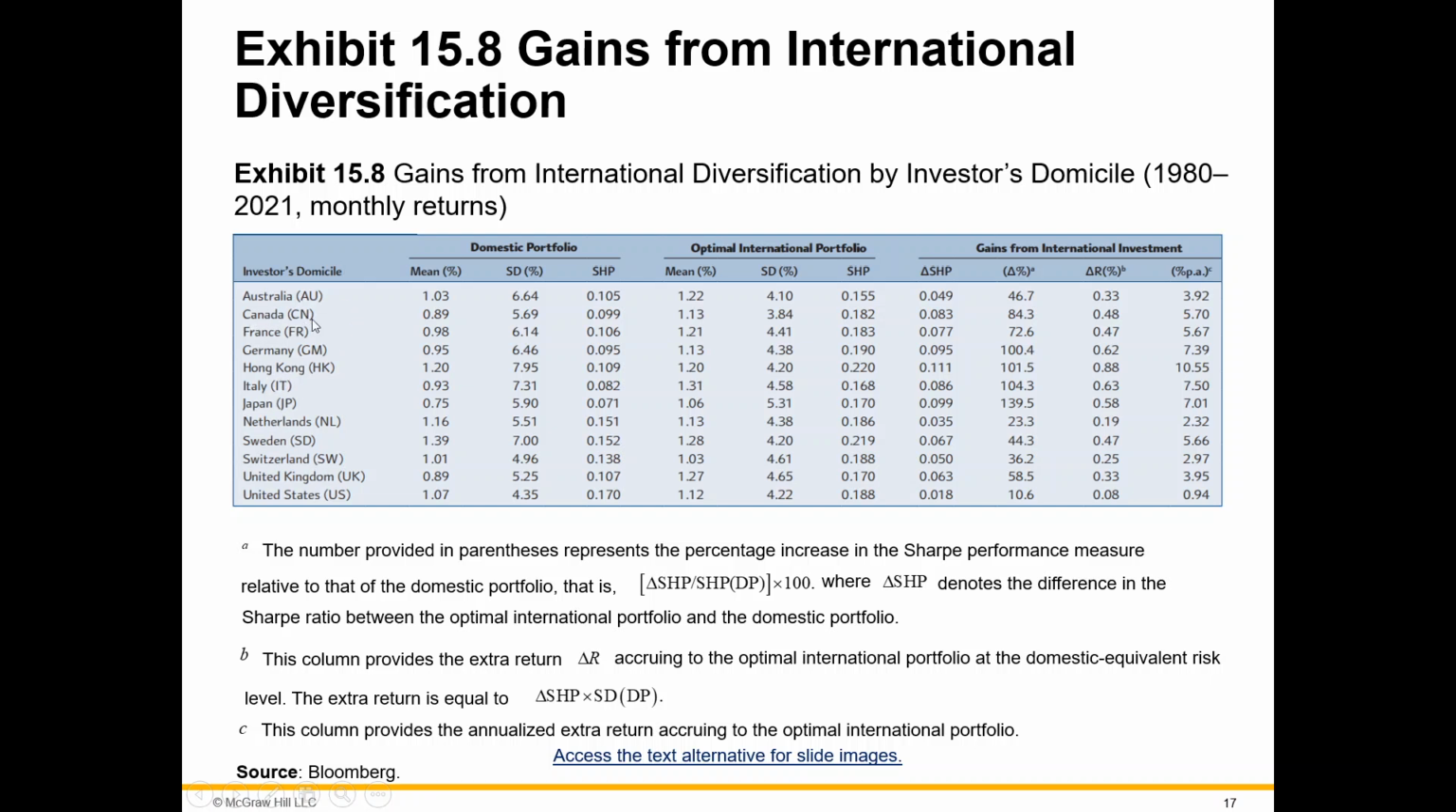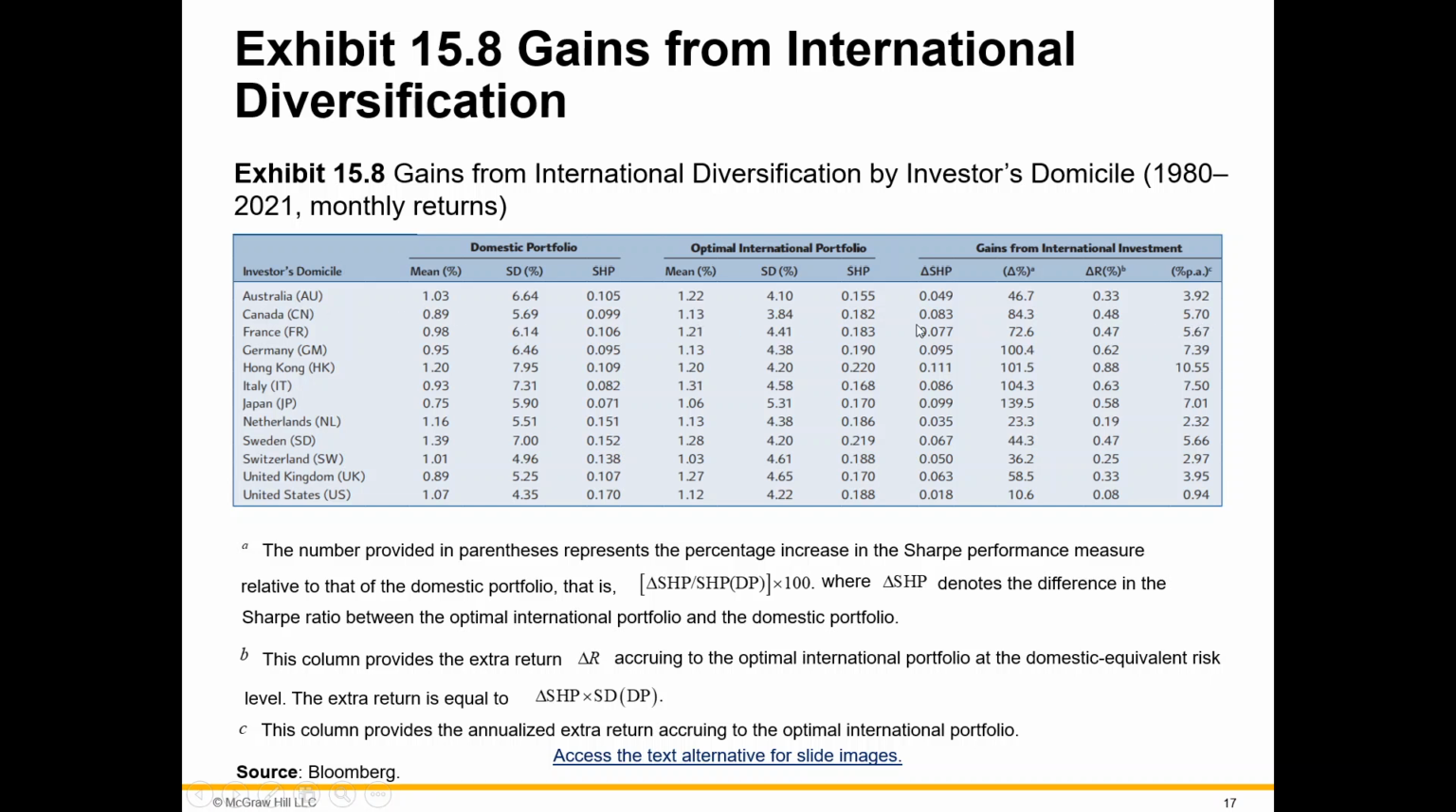CN was Canada, not China, excuse me. So if we look at Canada, if we just invest in the domestic portfolio, we have an average monthly return of a little under 1% and a monthly standard deviation of about 5%. And if we go international, our return increases to 1.13% and our standard deviation decreases by almost 2%. So that's going to be a big gain in the Sharpe ratio, right? Almost doubling the Sharpe ratio, and a huge improvement in the returns. So international relative to domestic Canadian is a huge improvement.